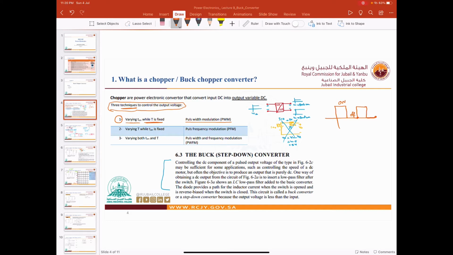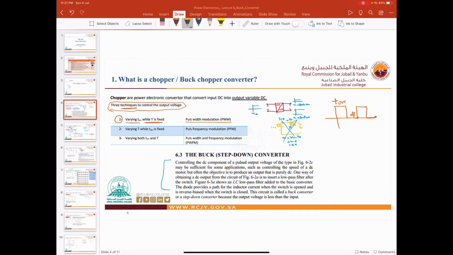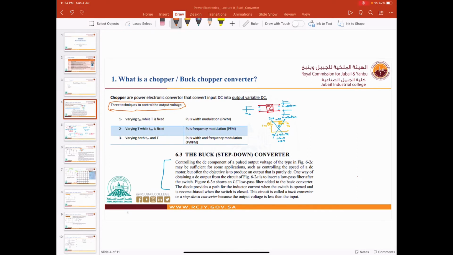Now we can add something here. We can say this is T on, right? This is T on, the time for when the switch is on. So the time from here to here is T on. Now from here to here, guys, this is T off. This is called T off, right? Now this is T off. Okay, this is our signal here. This is on.